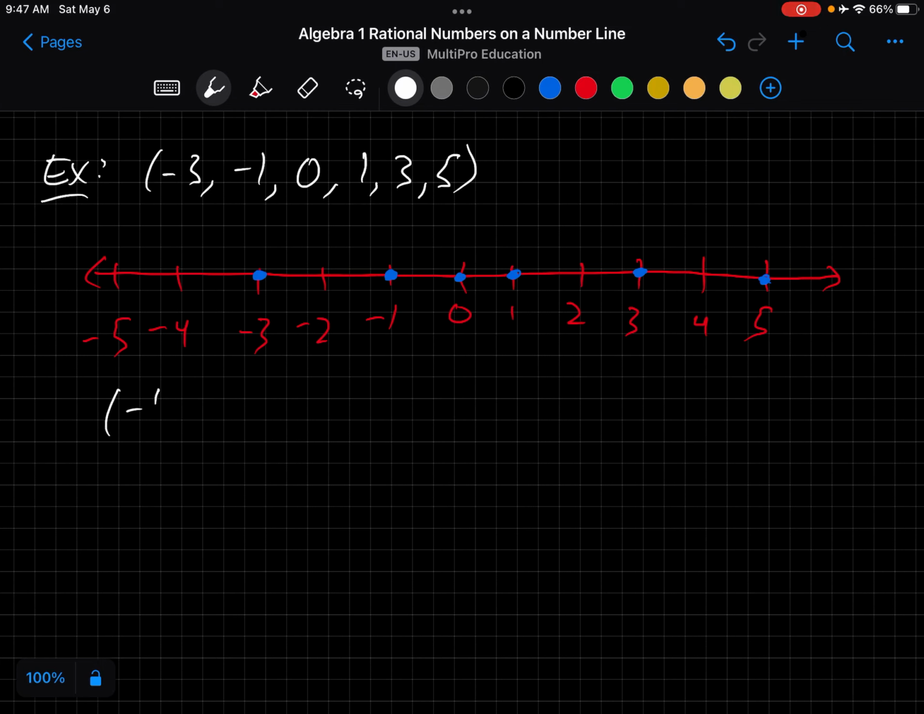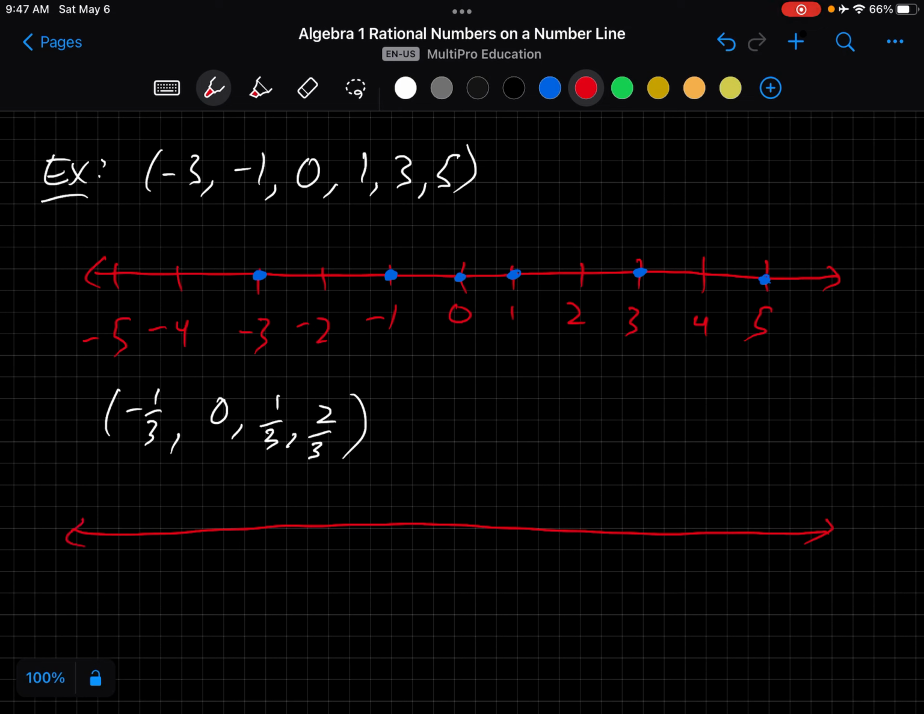All right, let's look at another number set. Let's say we have -1/3, 0, 1/3, and 2/3. All right, let's graph this. So let's put 0 here. And here we have 1/3, 2/3, 1, 4/3, 5/3. So here we have -1/3, -2/3, -1, -4/3.